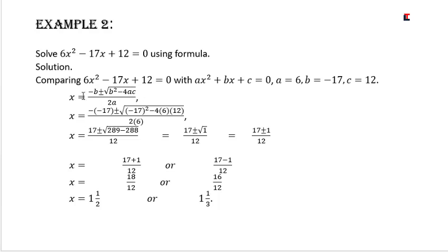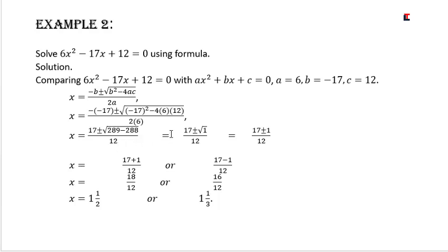We have x equals minus b, which is minus minus 17, so plus or minus root b squared. So I have open bracket minus 17 squared, then minus 4 times a, which is 6, and c, which is 12. From there, I have minus and minus to give me plus, so 17 plus or minus root. Minus 17 squared gives me 289. Then minus 4 times 6 times 12 is going to give me 288. Divide by 2 times 6, and we have 12.